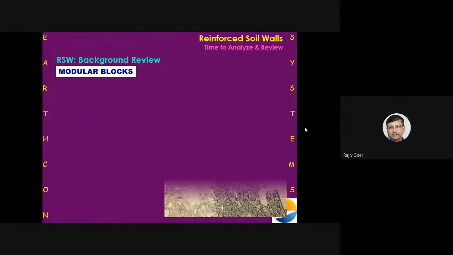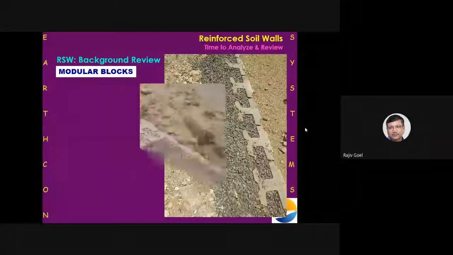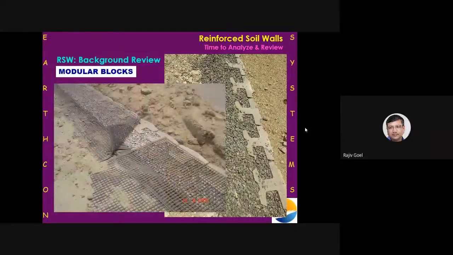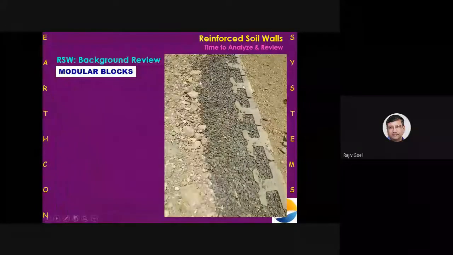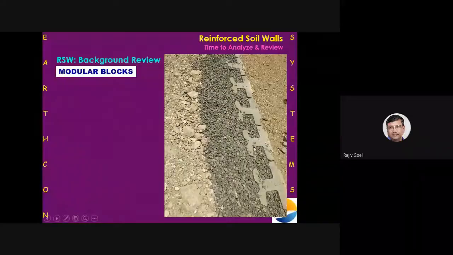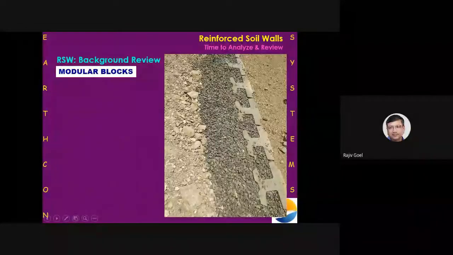So friends, with that, a couple more pictures of block fascia to tell you how the blocks are assembled or how they look. These are my fascia blocks. The cavity of the blocks is filled with aggregates, and you also have the aggregate filter media behind.